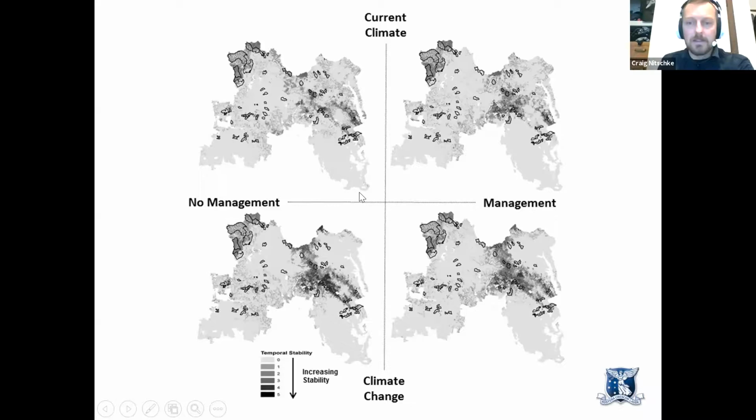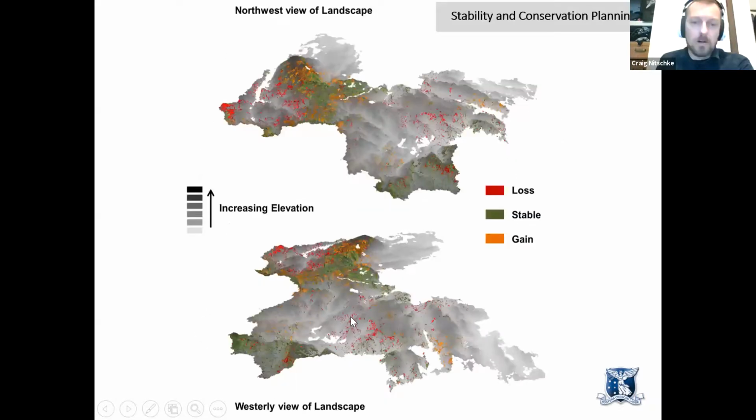In a more colorful way, we can break this down to areas where currently there's habitat that's lost, where it's maintained, and where we might gain it. And we see this impact of elevation in here as well. But again, there are parts of the landscape where we might gain habitat even at lower elevations. And so it's dynamic. The habitat fluxes and wanes and waxes over time and space.